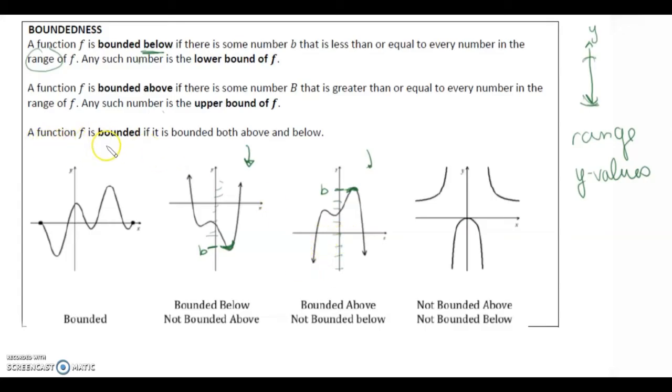Now a function f is bounded in general if it is bounded both above and below. So this one is bounded here below, here above. And then there is an example here. This is not bounded below and not bounded above. This continues on up forever and down forever. So this one's not bounded.